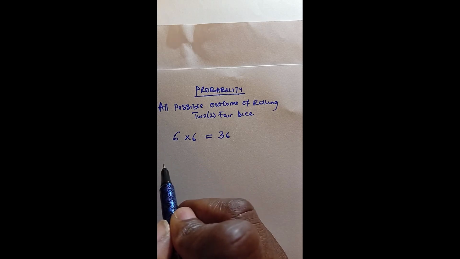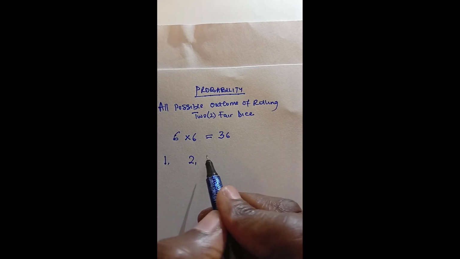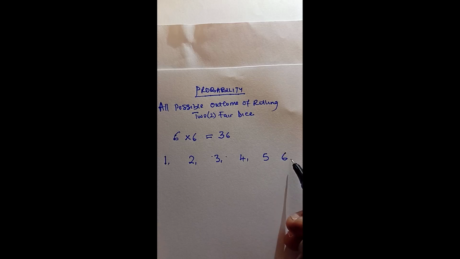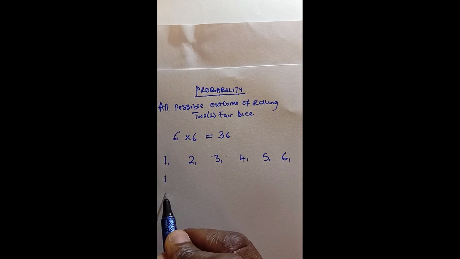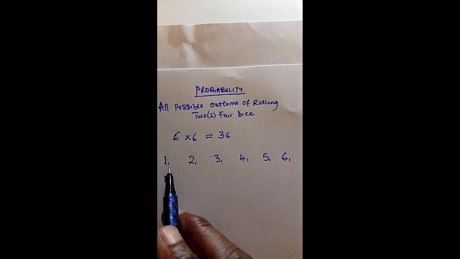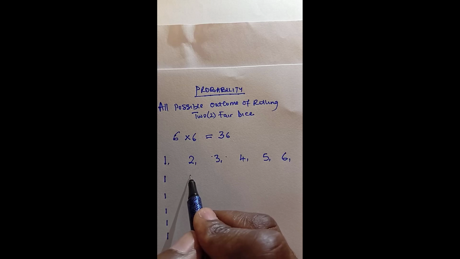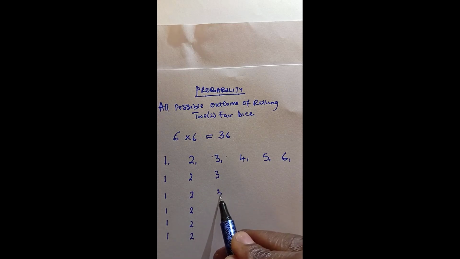So you begin by writing 1, comma, write 2, comma, write 3, now what you need to do is just write 1, 1, 1, 1, and 1 more. Now what you do here is write 2, 2, 2, 2, 2, write 3, 3, 3, 3, and 3.